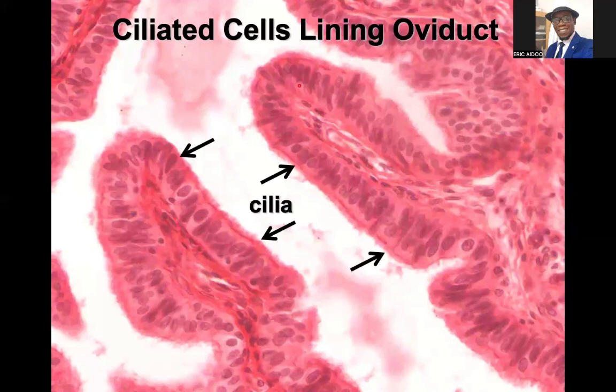These are the finger-like projections that were masking the lumen. This is at high power, so we are actually looking at the individual finger-like projections, and then cilia mounted on their lining epithelium. This will help propel the zygote towards the uterus. So this will be a luminal portion.